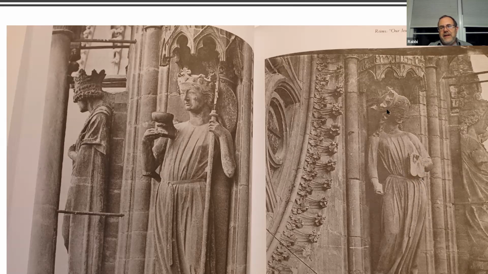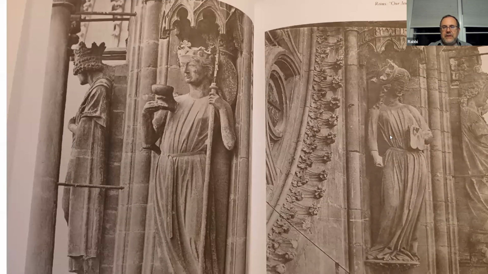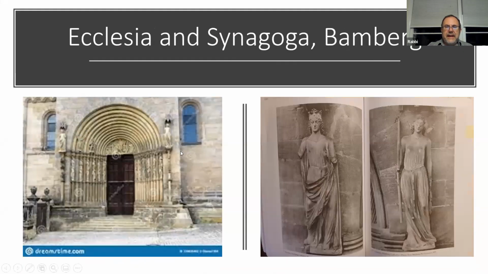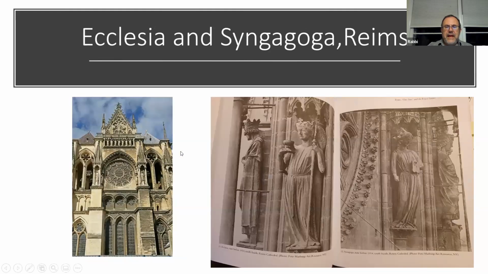Her crown is falling off her head and she's blindfolded. We didn't see the blindfolded Ecclesia and Synagoga in the older pictures. That's something that develops here with the Gothic sculpture. Her pose is also a little bit less steady than Ecclesia's pose. And so that's from Reims.